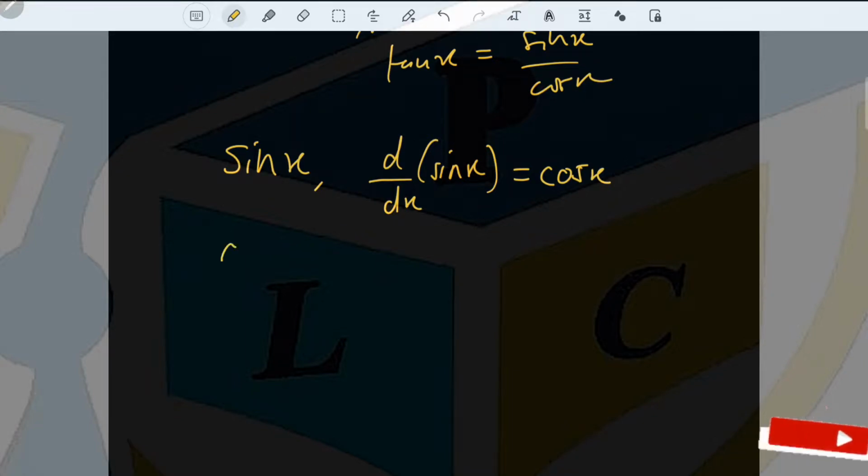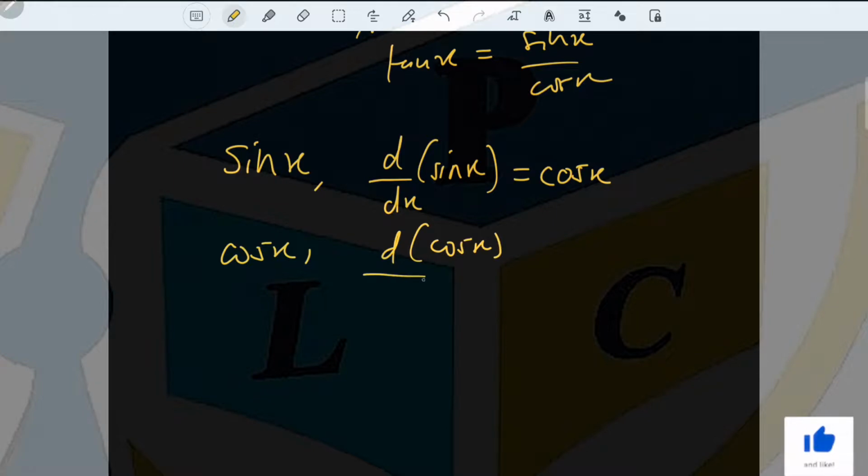When you differentiate cos x, the differential of cos x is going to result in negative sine x. So take note, it's very simple. The differential of sine x results in cos x, which is positive, right? The differential of cos x results in negative sine x. So all you need to know here is that the differential of cos will result in negative sine, but the differential of sine is cos x. Is that okay? So let's keep this right away.